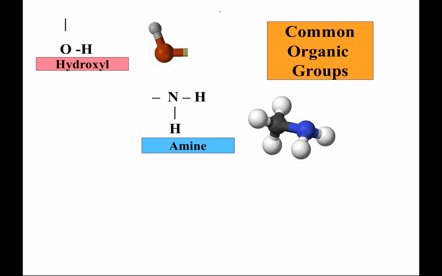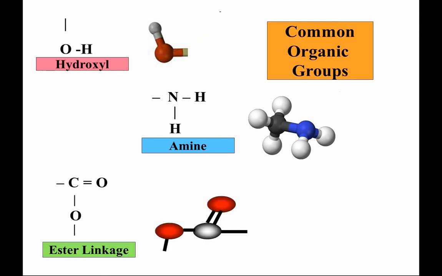Common organic groups. Here's one, an OH group, which is identified as a hydroxyl group. Amine. Amines contain nitrogen, and really what it is, is ammonia where one of the hydrogens is replaced by a carbon chain. But the group itself is identified as NH2 and amine. Here is an ester linkage. An ester linkage means that it attaches or connects 2 carbon chains with this C double bond O group.